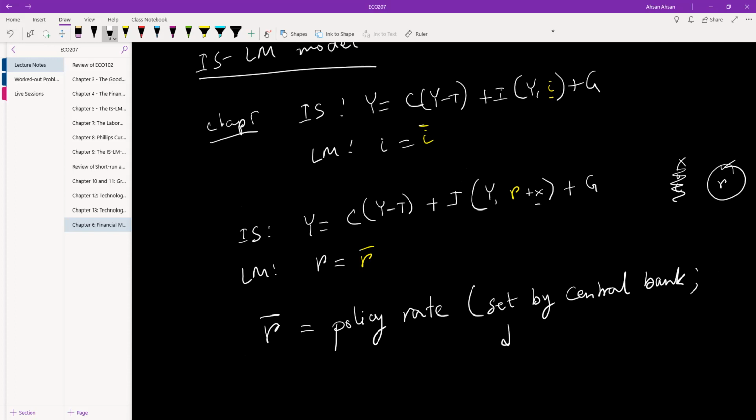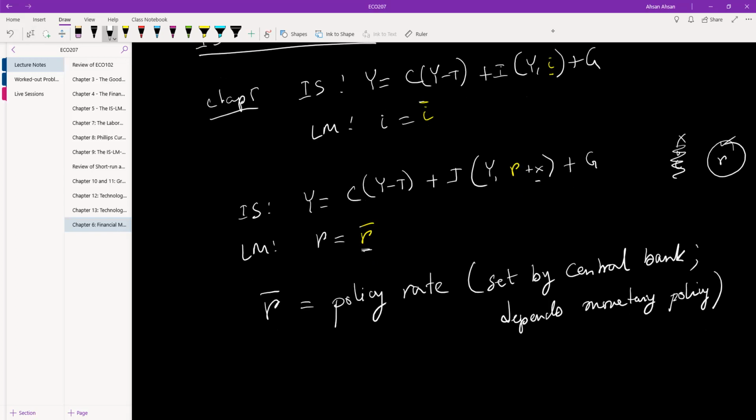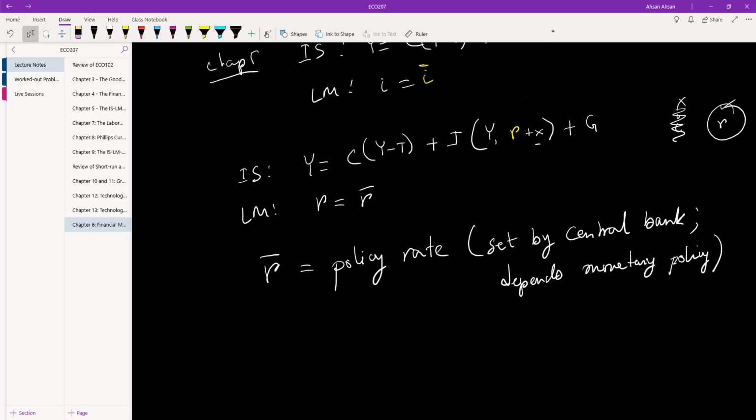and it depends on the monetary policy that the government is pursuing, whether they want expansionary or contractionary policy or something like that. So this is based on policy. So that's why the R bar, what we have here, is called the policy rate. And the R plus X that we have, we've already talked about what these are. X is the risk premium and R is the real interest rate. This is known as the borrowing rate.